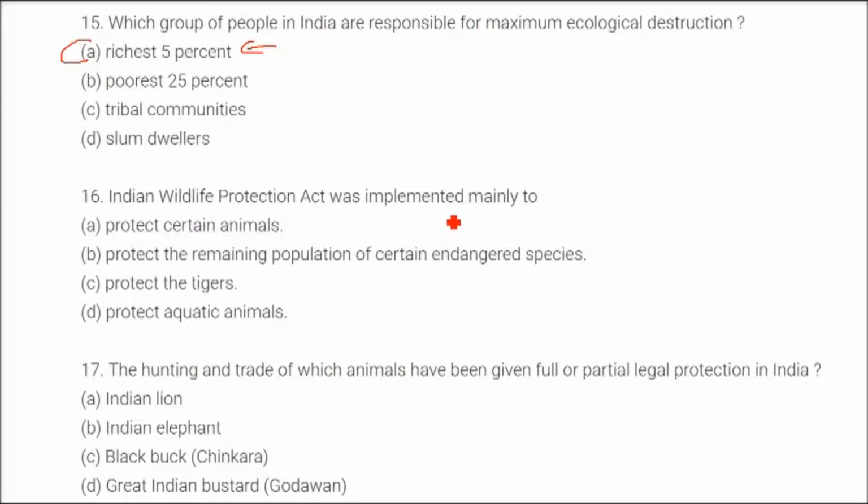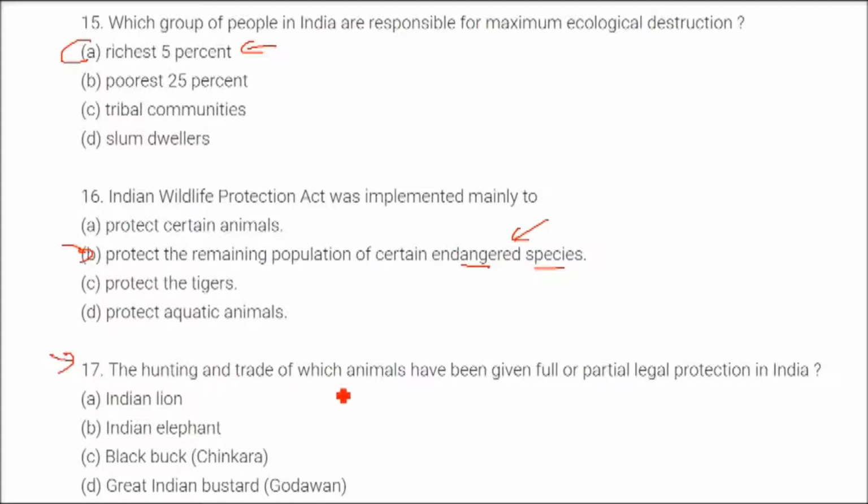Indian Wildlife Protection Act was implemented mainly to protect the remaining population of certain endangered species, because when the environmentalists and everyone came to know that certain species like the cheetah and the pink-head duck have already gone extinct, those on the verge of going need to be protected. This is the answer.